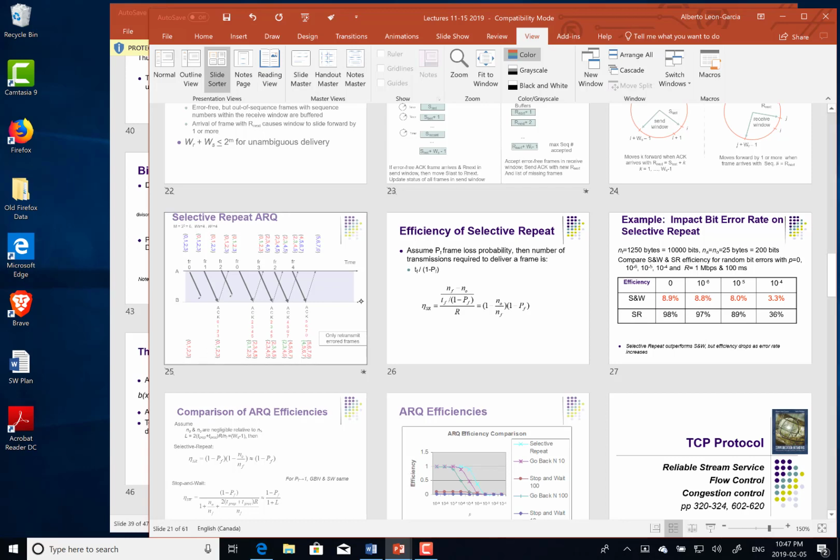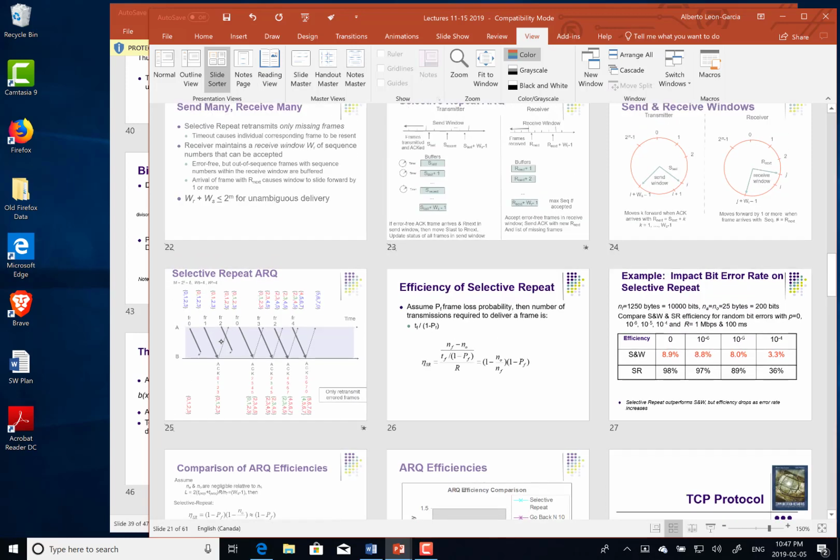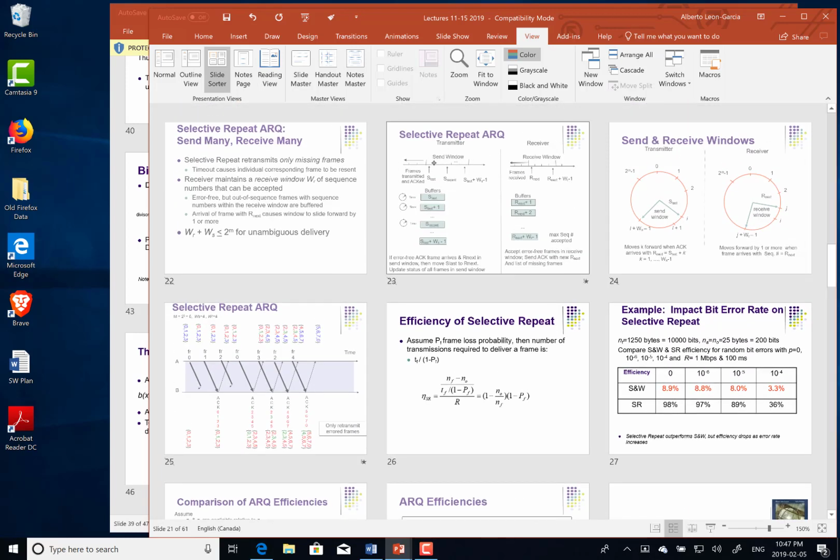You should be able to rework this diagram, which shows selective repeat in detail. You should be able to do these kinds of determinations where you have packets arriving at a certain time with certain sequence numbers, and these basically correspond to the state of your send window and your receive window.